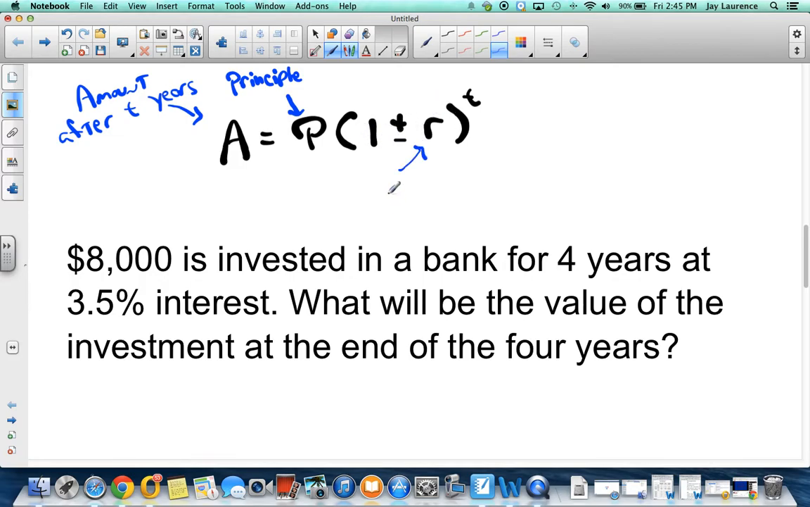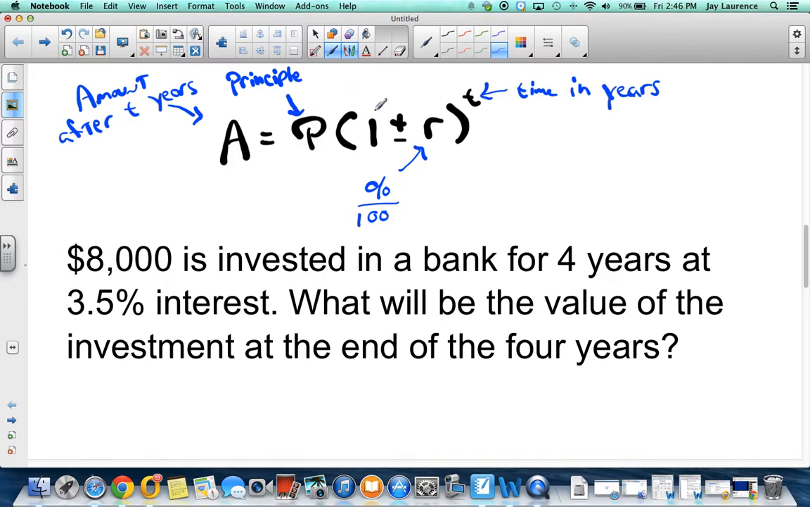R is the percentage divided by 100. Okay, R stands for rate, but you have to be careful. If you were in second period on Friday, you heard me ask Cameron, and he knew to not use 3 for 3%. You have to divide by 100. So R is the percentage divided by 100. And this is very important. T is the time in years. Very important.